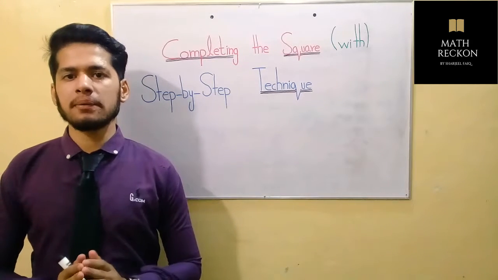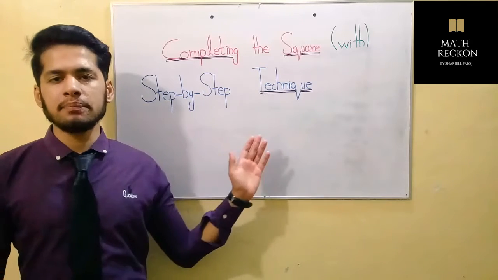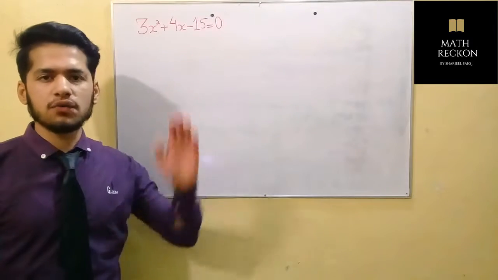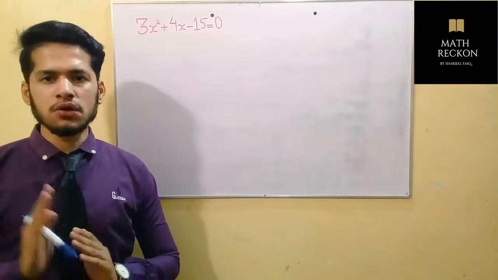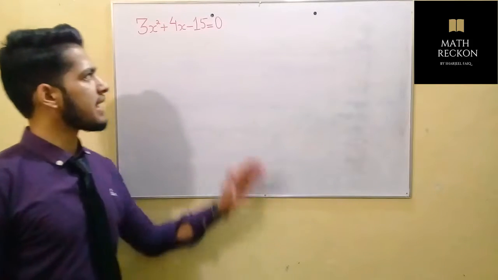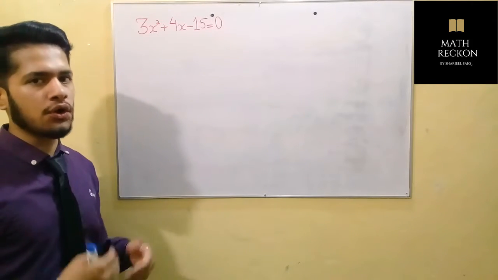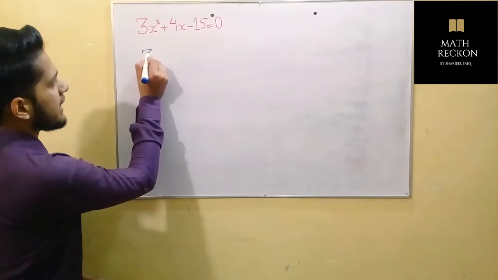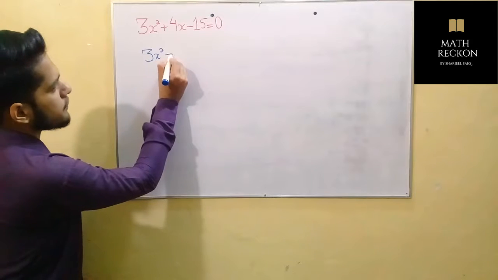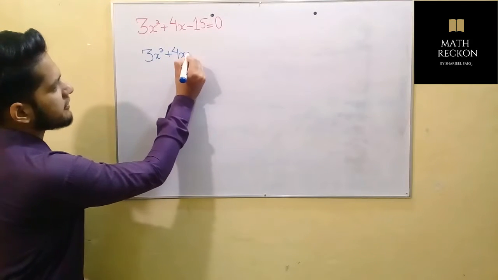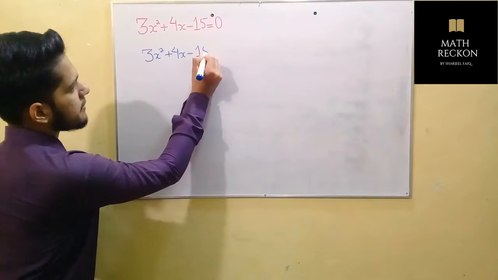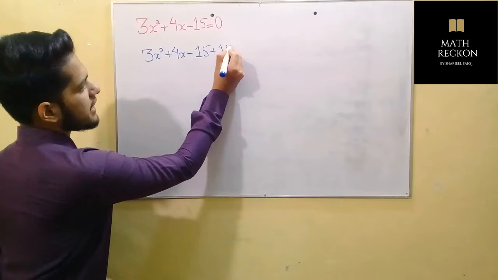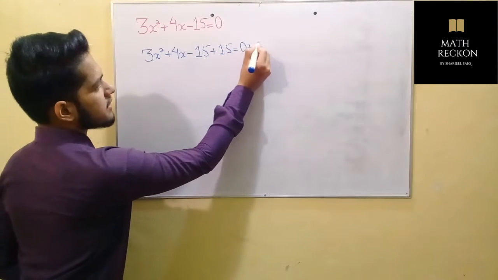We will see how to solve a quadratic equation using the completing the square method, with a step-by-step technique. So the equation to solve is our quadratic equation, and the first thing we will do is make sure that the variable part of our quadratic equation is only on the left hand side. For that we will add 15 on both sides, and we will have 3x square plus 4x minus 15 plus 15 equals 0 plus 15.